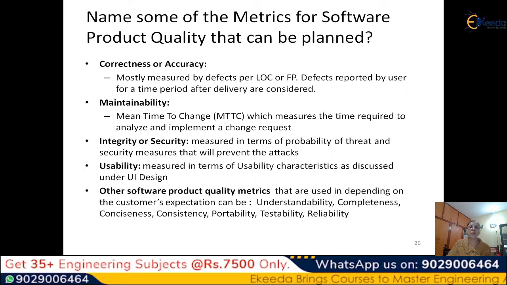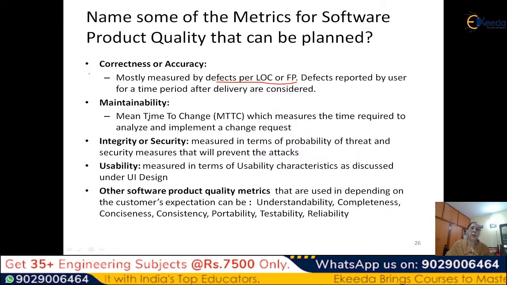Now you can be asked a question: because product quality is so important, what are the names of some of the metrics for software product quality that can be planned? Some of the very important quality metrics are correctness or accuracy, measured by defects per LOC. As you can see, we have seen this earlier as a project metric. So the same project metric is giving us a product quality measure also.